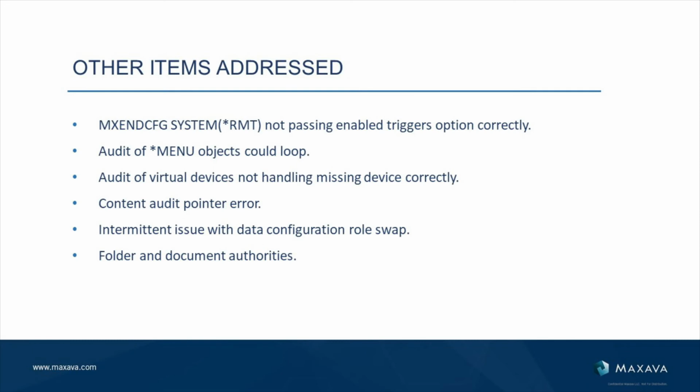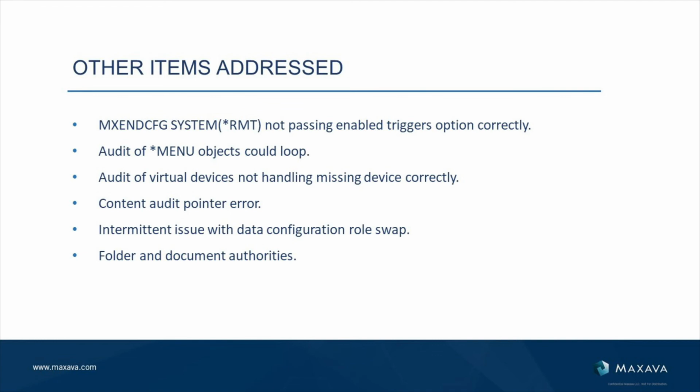Other items addressed. The MXN config system star remote request was not passing the enable trigger option across to the target machine. This has now been corrected, and the remote option will now allow the triggers to be managed. Audit of menu objects could loop. Some systems may have a different CSID being processed through when we collect the menu description. This was causing an error and has now been corrected.